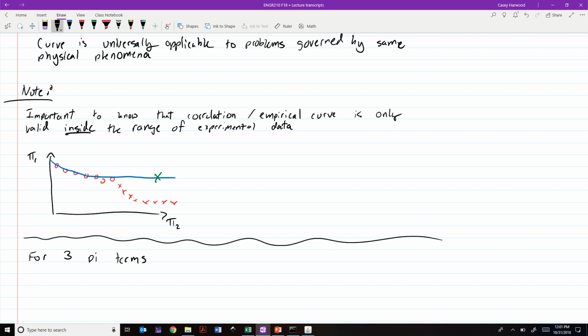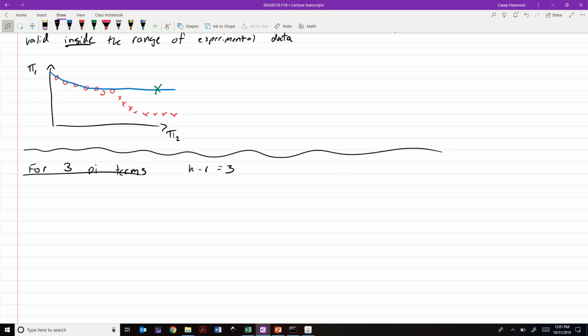Cases where we have 3 pi terms. Right? Okay. R is equal to 3. Pi 1 equals an unknown function of pi 2 and pi 3. So if one pi term gives us a constant, 2 pi terms gives us one single curve. 3 pi terms is going to give us a surface or a family of curves.